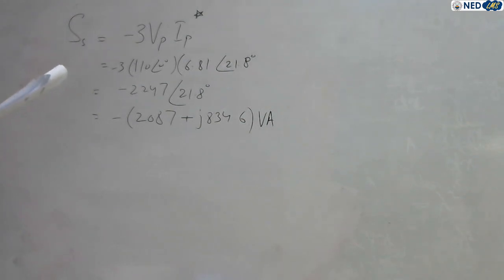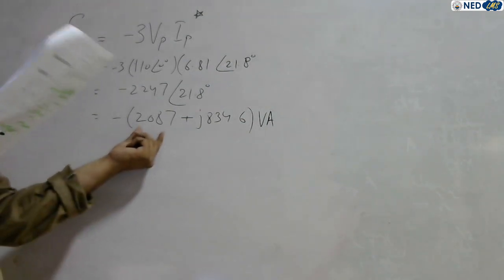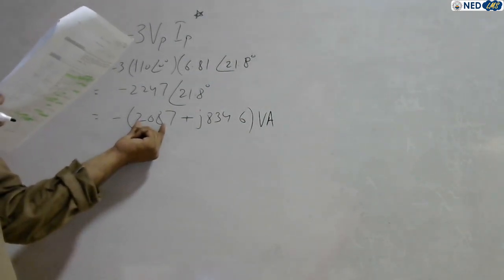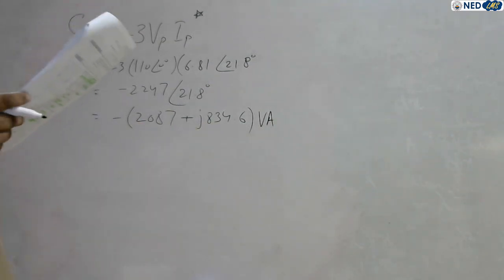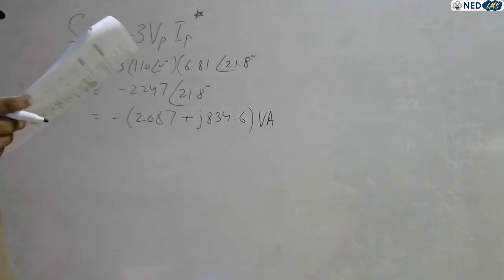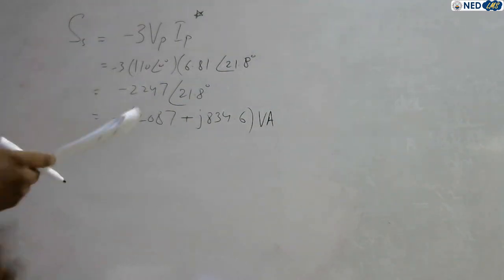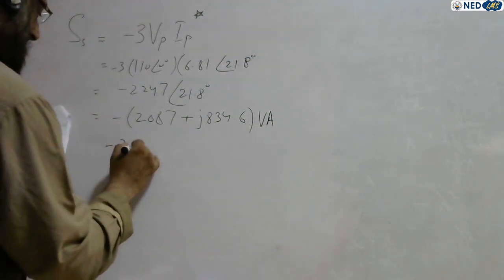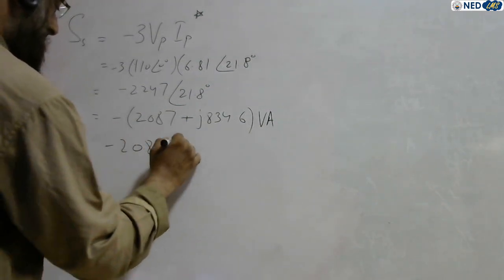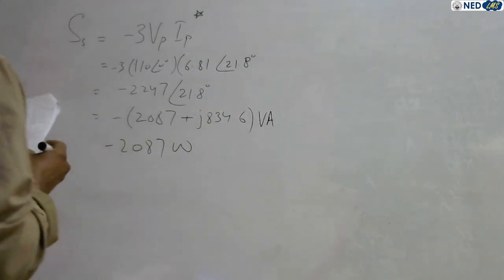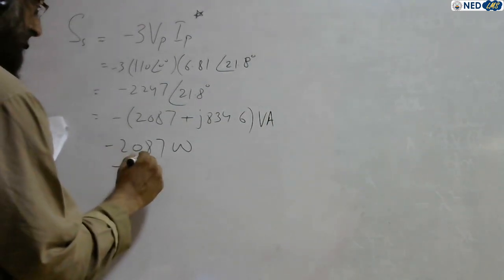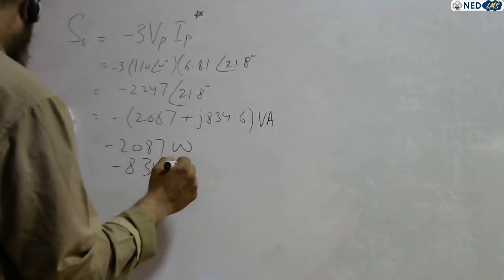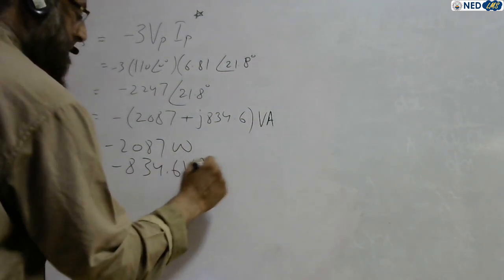If you see in this complex power, this part shows you the real power, and this one is the reactive power, right? So the real average power supplied is minus 2087 watts, and the reactive power is minus 834.6 volt ampere reactive.